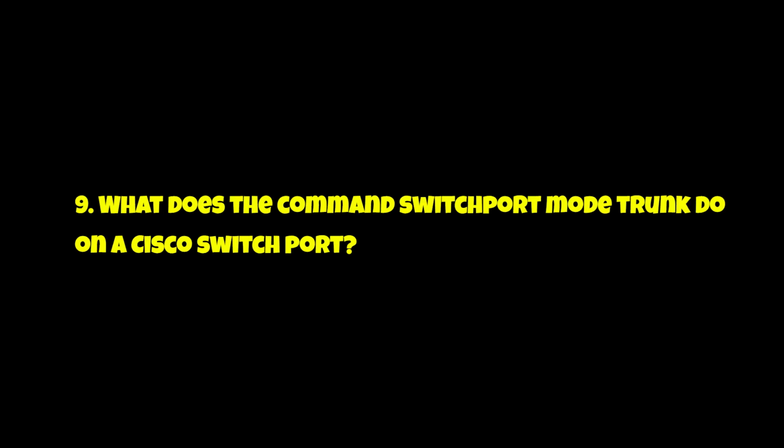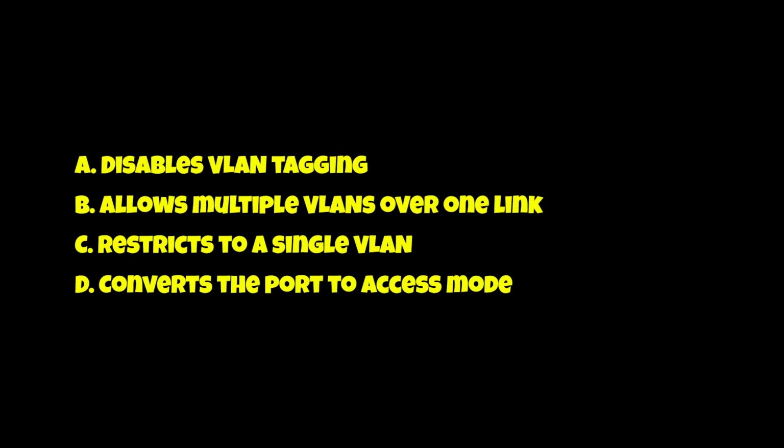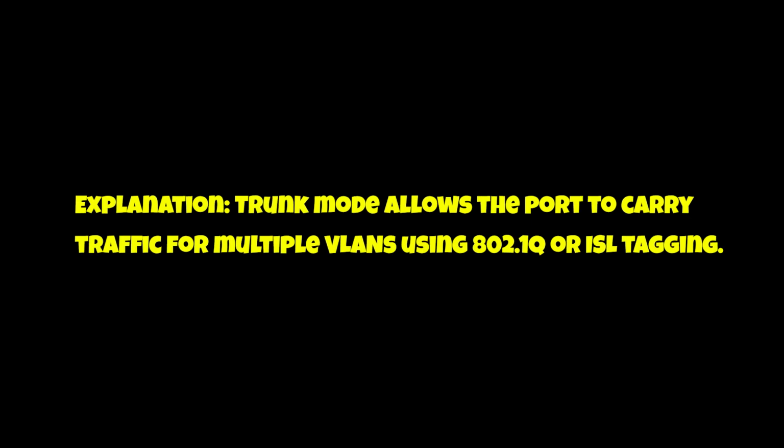9. What does the command switchport mode trunk do on a Cisco switch port? A. Disables VLAN tagging, B. Allows multiple VLANs over one link, C. Restricts to a single VLAN, D. Converts the port to access mode. Answer: B. Allows multiple VLANs over one link. Explanation: Trunk mode allows the port to carry traffic from multiple VLANs using 802.1Q or ISL tagging.